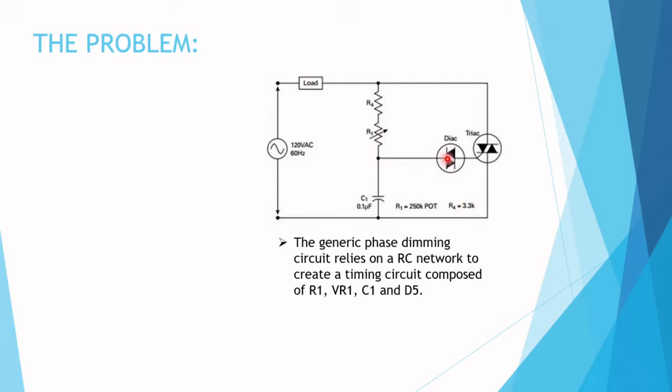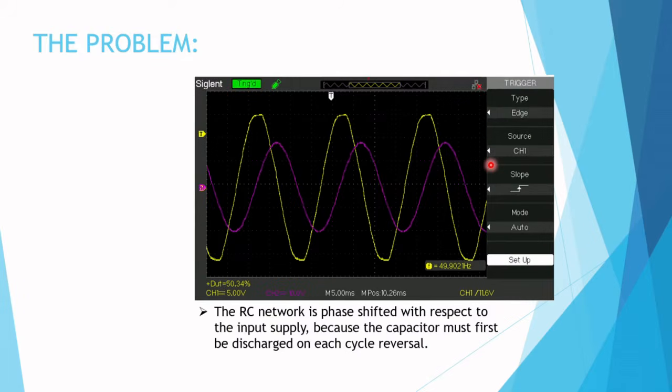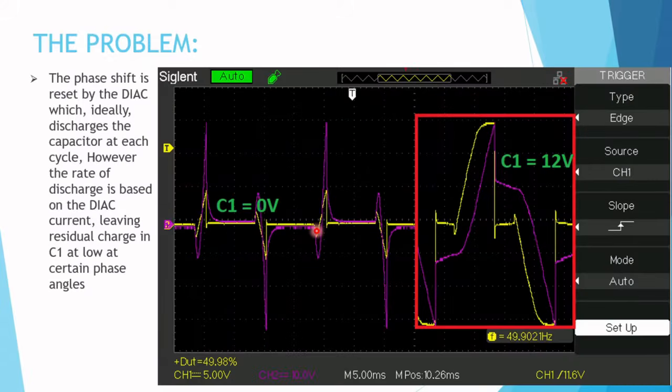Notice that R4 and C1 form an RC circuit, therefore this introduces some phase angle delay between the input voltage and the capacitor voltage. What this means is that at each polarity reversal we need to first discharge the capacitor before we can start charging it again. When the diac conducts, this problem does not occur because the diac will discharge the capacitor into the Triac gate. Therefore, we no longer see a phase shift because the capacitor has been discharged.